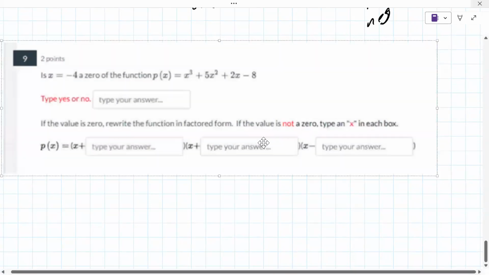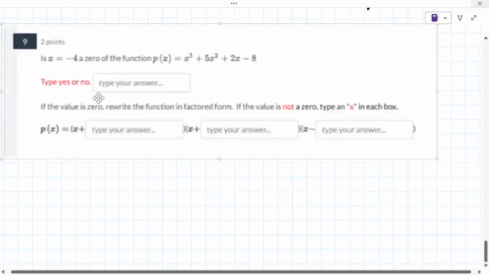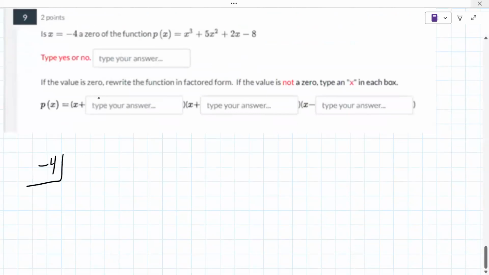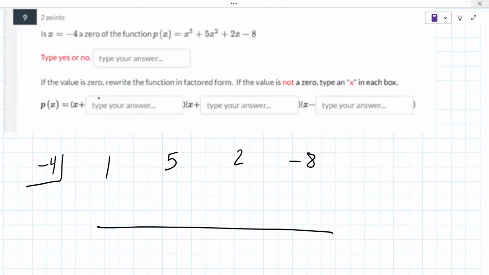Is x equals -4 a zero of the function? So the way to answer that is to use synthetic division. So will you try synthetic division here? My guess is you will get a zero at the end, which is a root. But will you try that for us, please? Yeah.